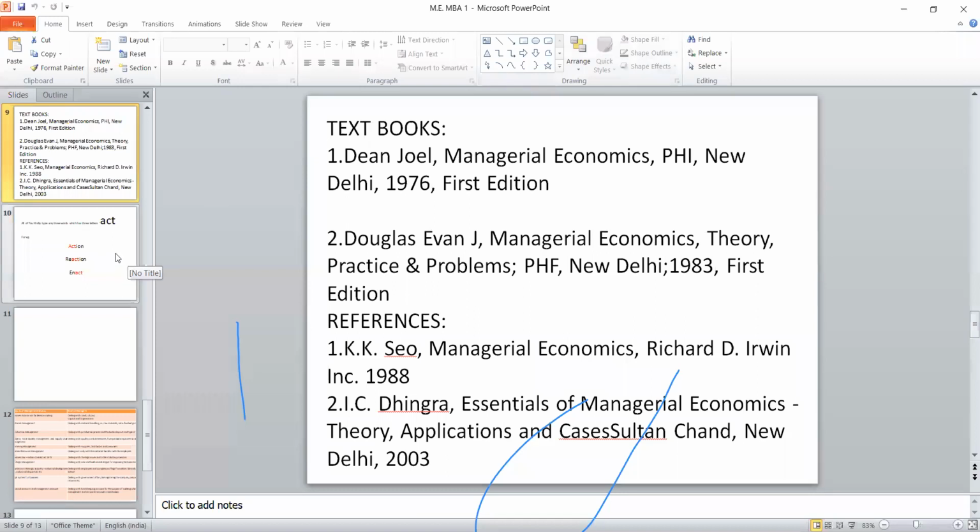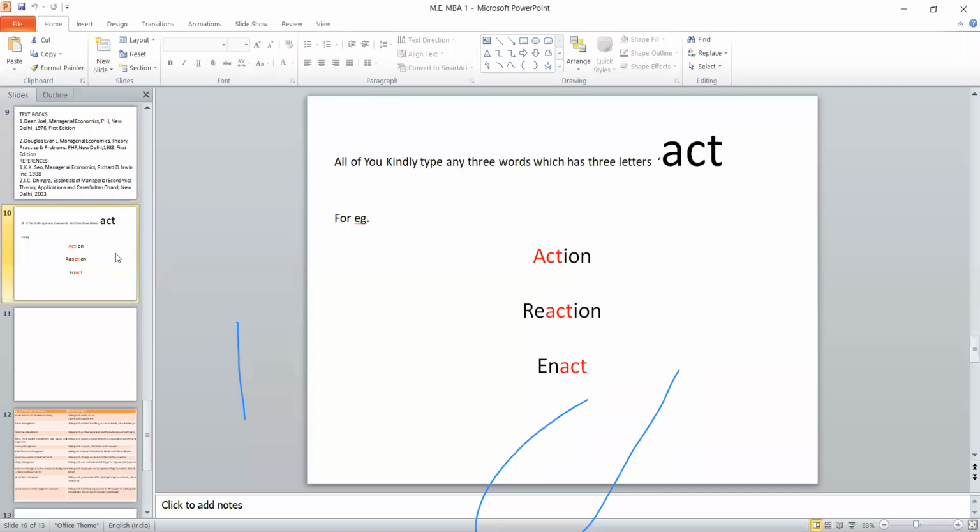Now let us start with the introductory part. First, we should know why we are studying this MBA. Simply, I don't want to say these are the economics; that is available in the book. All these things I don't want. Some practical things you should know. So for that, I'm giving one task.